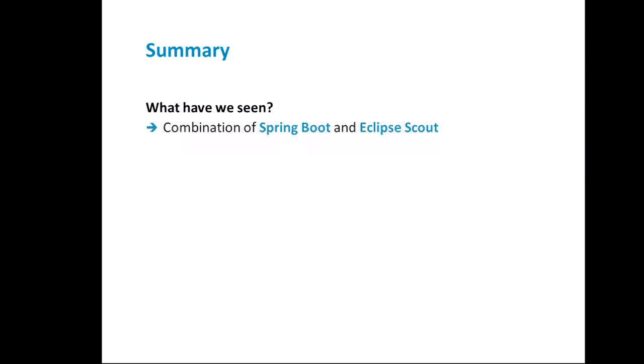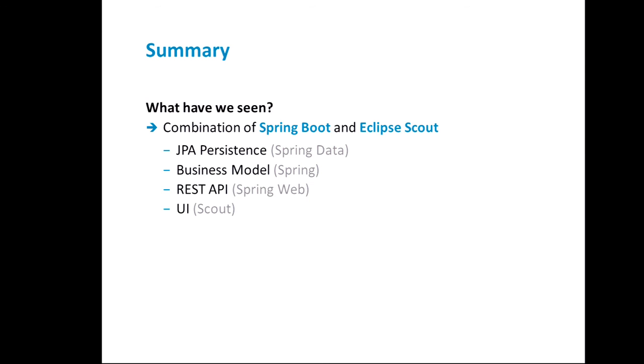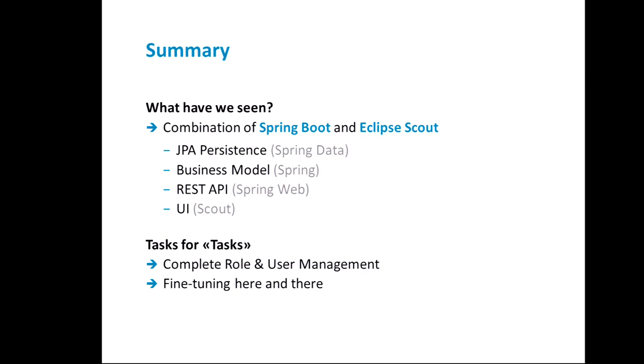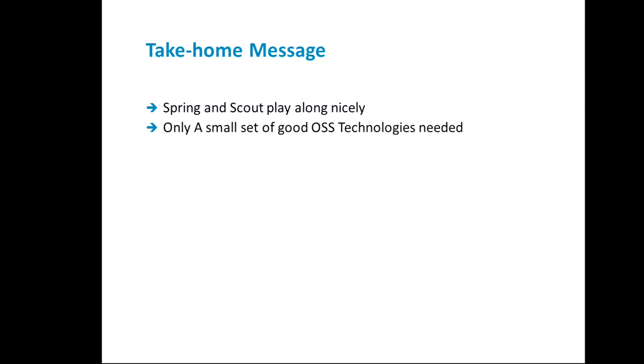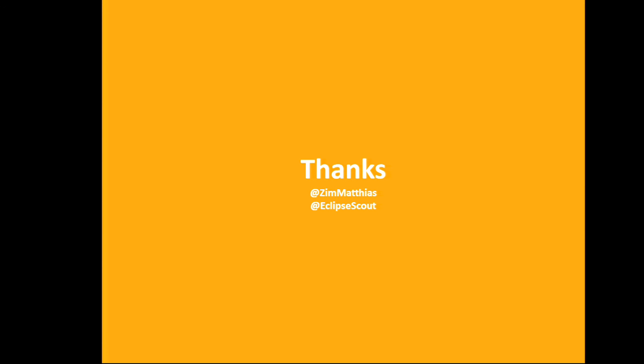So, wrap up, what have we seen? A combination of Spring Boot and Eclipse Scout, JPA persistence, business model, REST API, UI. And what remains is basically some fine-tuning of the app and documentation on GitHub. Take-home message: Spring and Scout play along nicely, and only a small set of technologies is needed, and the developer can concentrate on the business value.